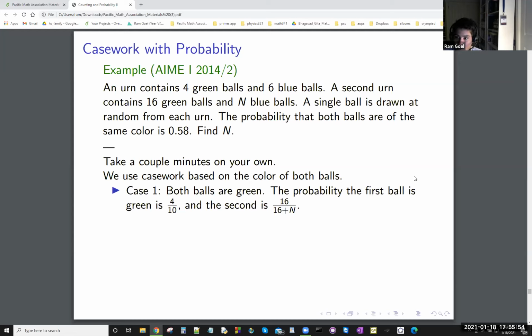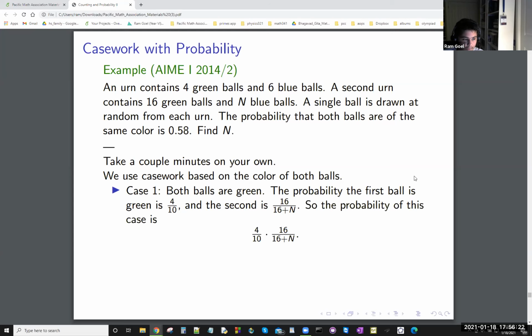That's like saying, let's say I have one urn which has one red out of a total of 10, and a second which has one red out of a total of 10. The probability I draw one red in both is 1/10 times 1/10. So here the probability of this case is the product, which is 4/10 times 16/(16 plus n). Does that make sense to everybody? We're multiplying because we want both to be green. That's the case we're working in.